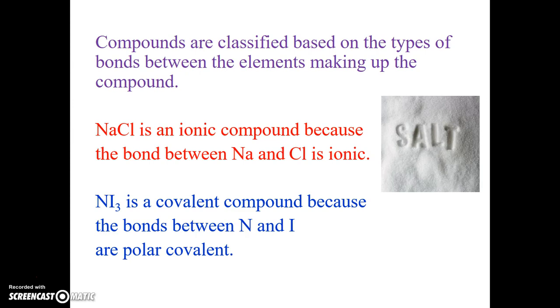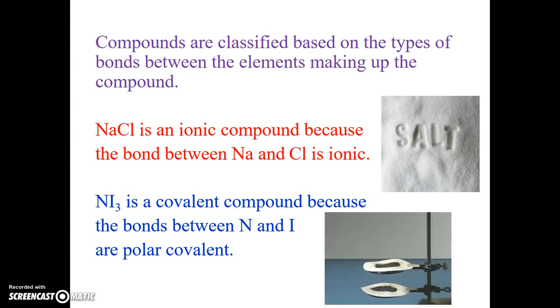Nitrogen triiodide, or NI3, is a covalent compound because when nitrogen bonds with iodine, it makes a polar covalent bond between them. Again, nitrogen hogs the electron slightly, but they are still shared between the two atoms.